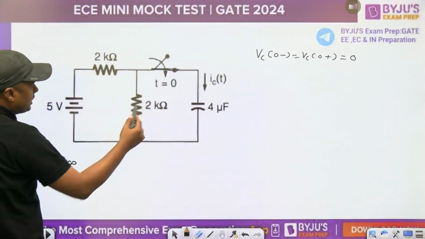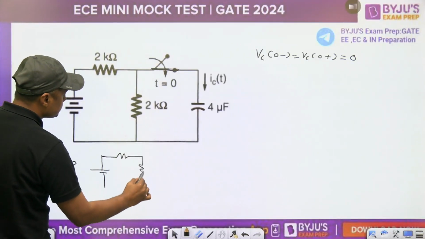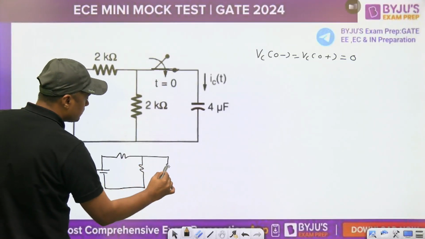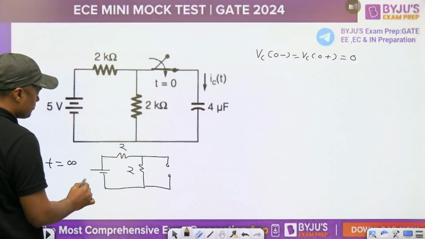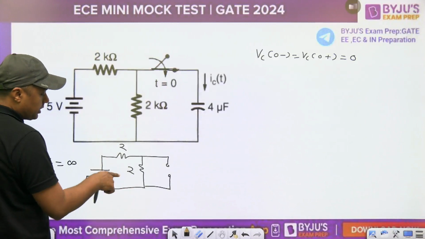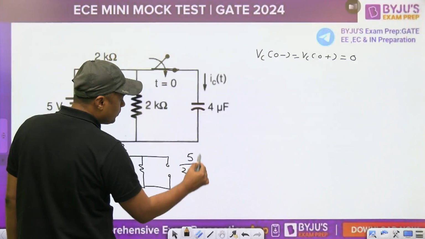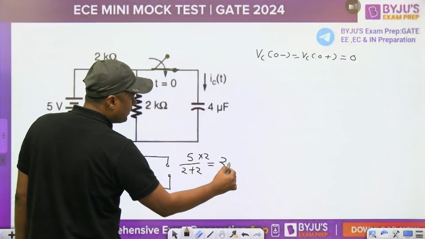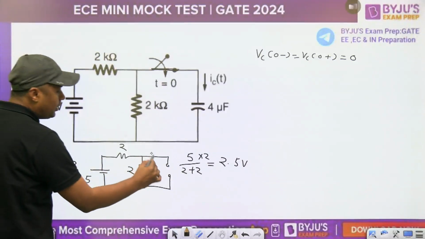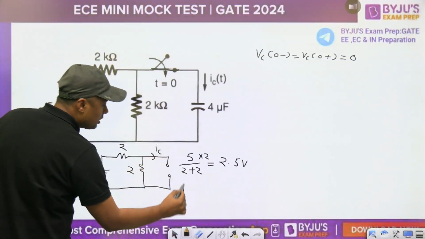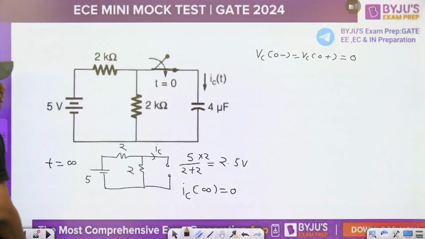So when we are making the capacitor open circuit, what is the final voltage across the capacitor? Now this is 2 kilo ohm, this is 2 kilo ohm, this is 5 volt. The final voltage will become 2 divided by (2 plus 2) into 5, voltage division rule, and it will become 2.5. The final voltage is 2.5 volt, and what is the final value of the current? 0.